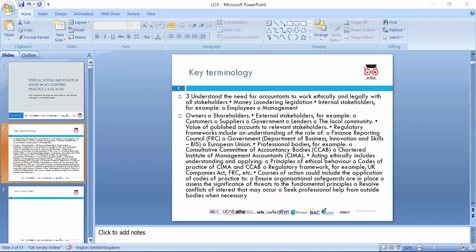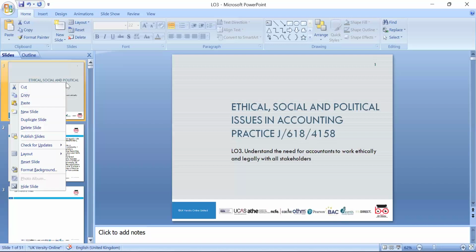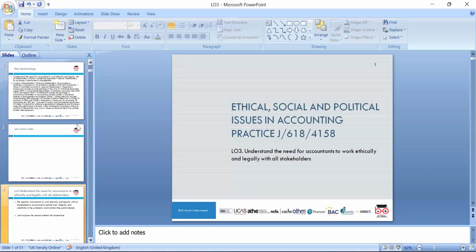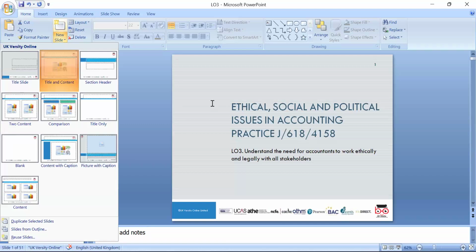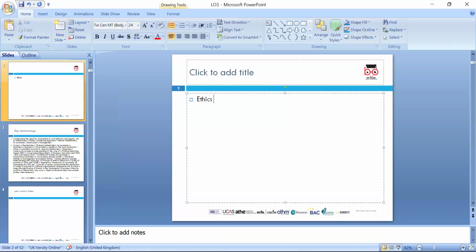So today's lesson key focus will be to understand the need for accountants to work ethically and legally. What is the difference between ethically and legally? Ethics are moral principles. We discussed the five professional codes of ethics.